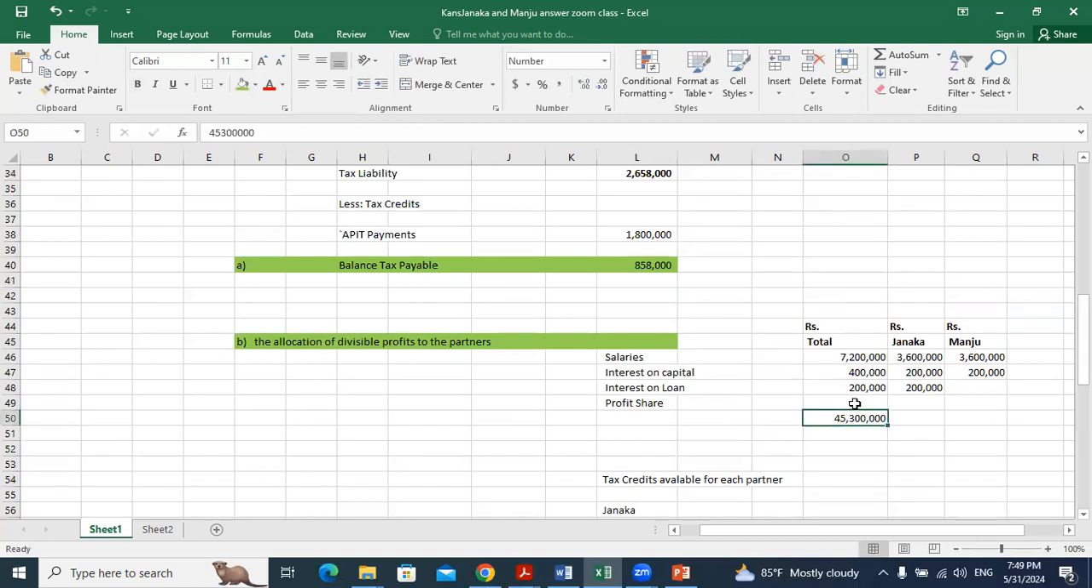Say we want to identify this profit share. So we'll identify the profit share from this figure. We deduct salaries, interest on capital, and interest on loan. We get 37,500,000. So their profit sharing ratio is equal. Therefore, we get 18,750,000 for each partner.